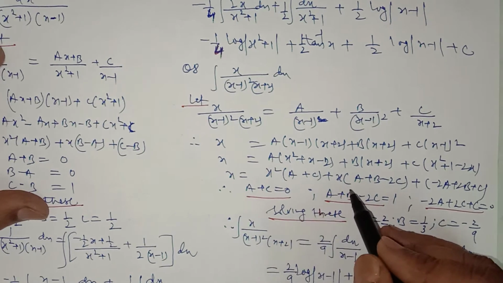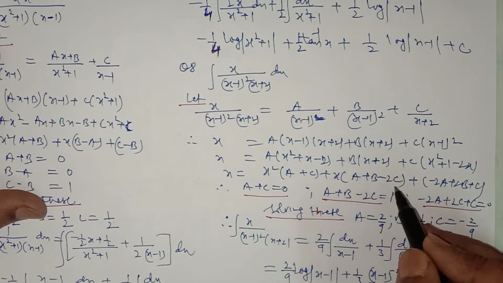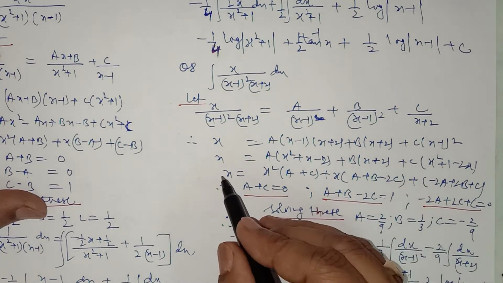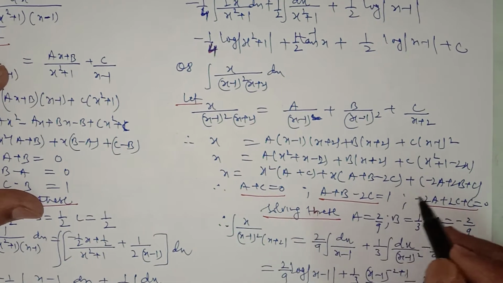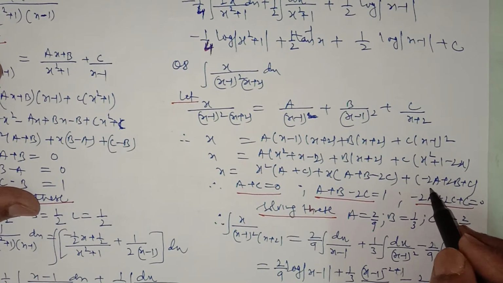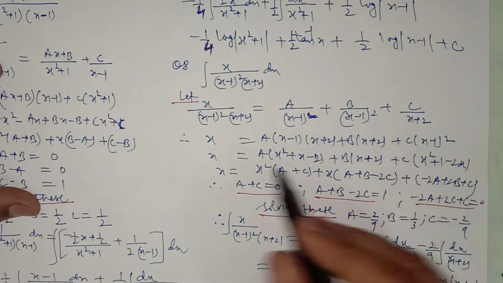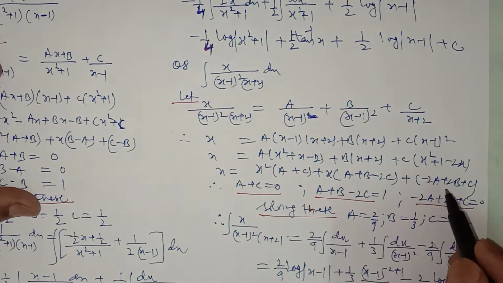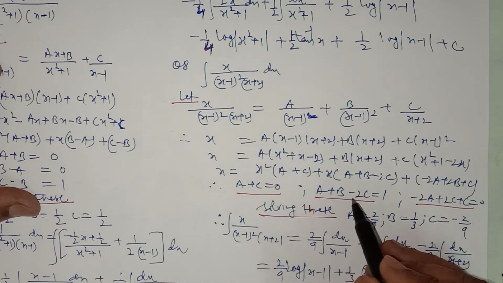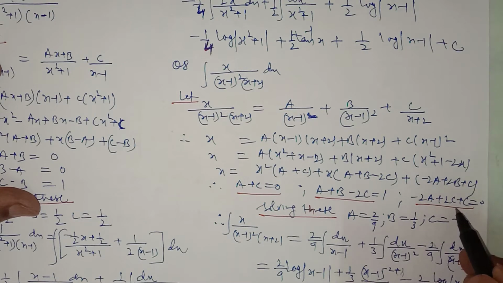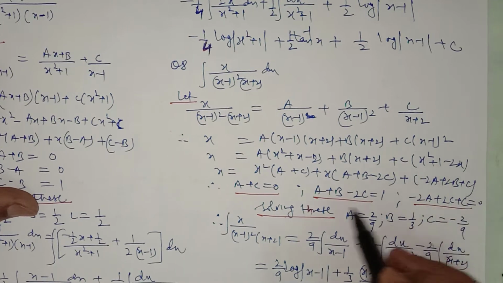The coefficient of x on the right hand side is A plus B minus 2C, and on the left hand side it is 1, so put it equal to 1. The constant term on the right hand side is minus 2A plus 2B plus C, on the left hand side it is 0, so put this equal to 0. You are now getting three equations in three variables. You know how to solve these three equations by the substitution method, or you can use any method.